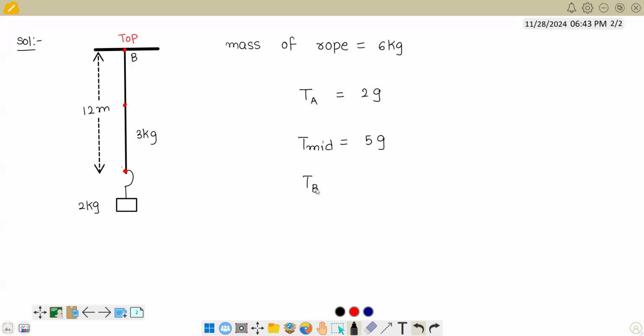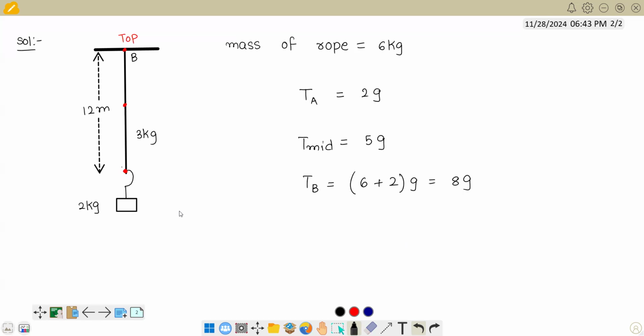If you want T at B, the mass below it: the entire rope is hanging below this point. Since the entire rope is hanging below this point, we have 6 kg mass and also the extra 2 kg that is hanging, into G. So it would become 8 into G. So we know the tension at A is 2G, and the tension at B is 8G.